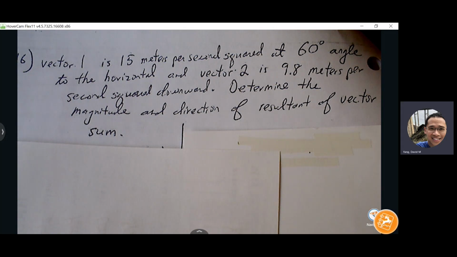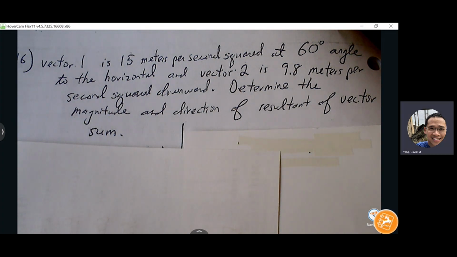Okay, so vector 1 is 15 meters per second squared at a 60-degree angle to the horizontal. And vector 2 is 9 meters per second squared downward. Determine the magnitude and direction of the resulting vector sum. So we've got to create component forms for both vector 1 and vector 2, and then you can add them together.